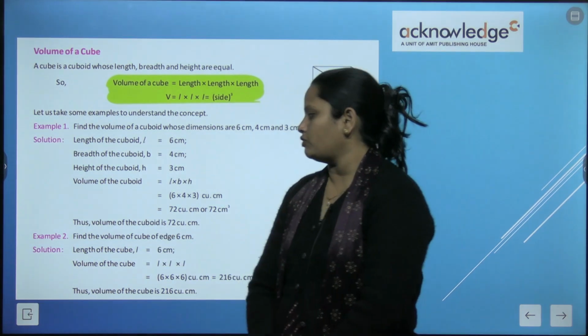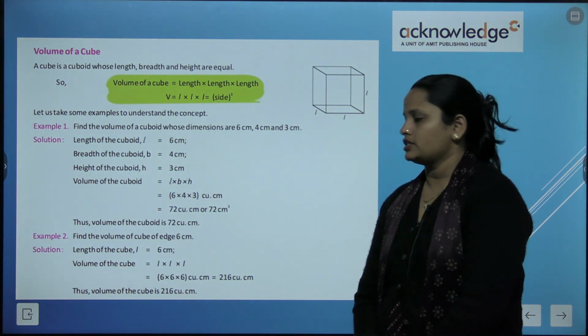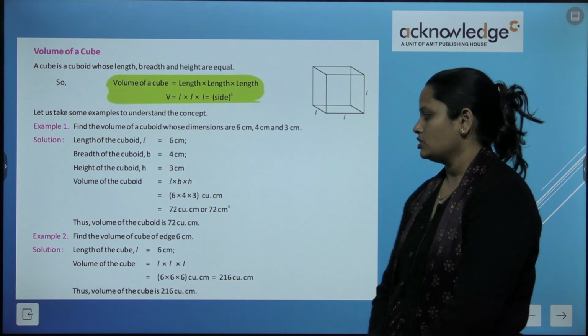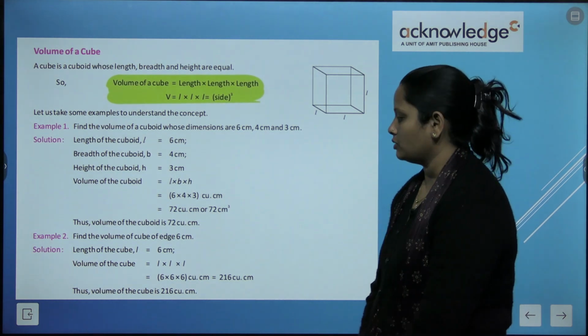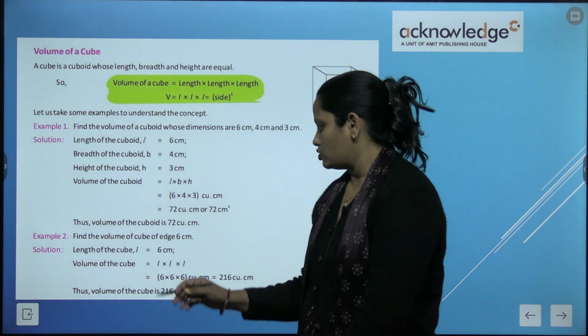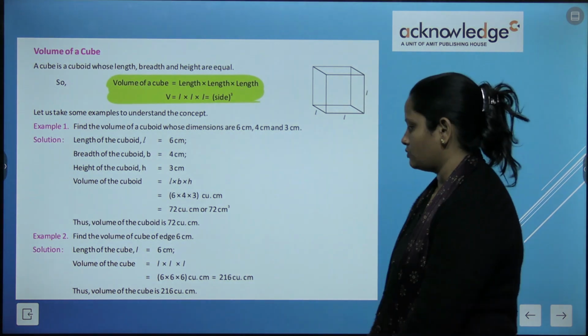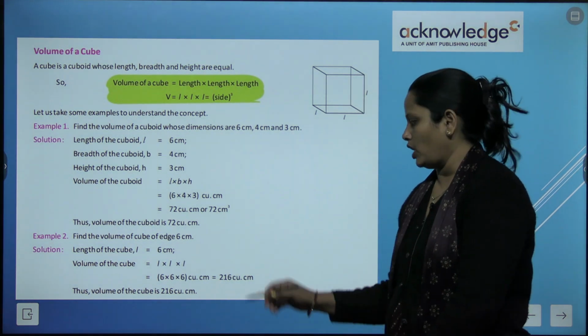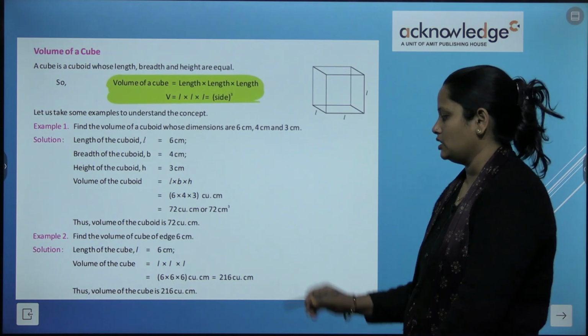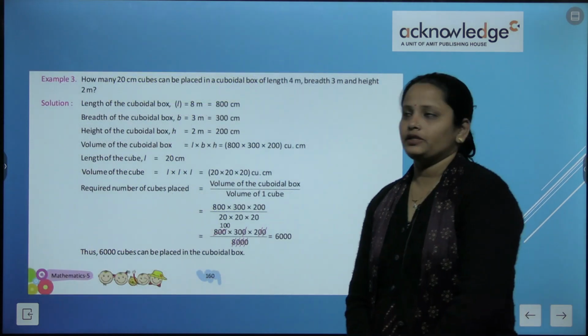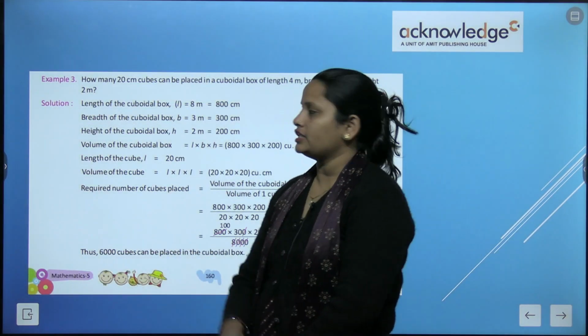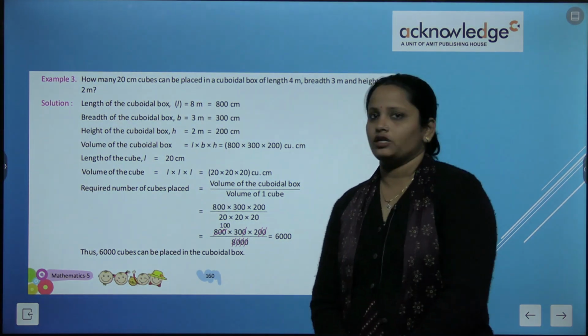Now find the volume of a cube of edge 6 centimeter. So volume of cube क्या है? Length multiply length multiply length. So 6 multiply 6 multiply 6 which will be 216 centimeter cube. Example 3. How many 20 centimeter cubes can be placed in a cubical box?